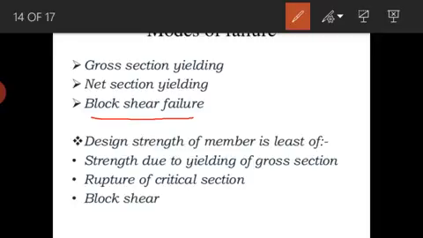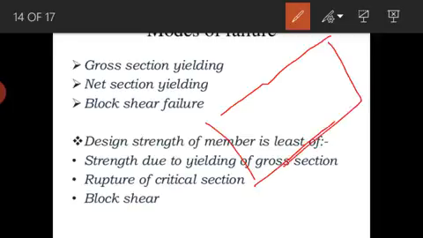Failure may be either by yielding or by fracture. So as I said, it is a combined effect of shearing and tearing. It is called a block shear. Suppose this is a plate, and it is being subjected to tensile force. These are the bolts.